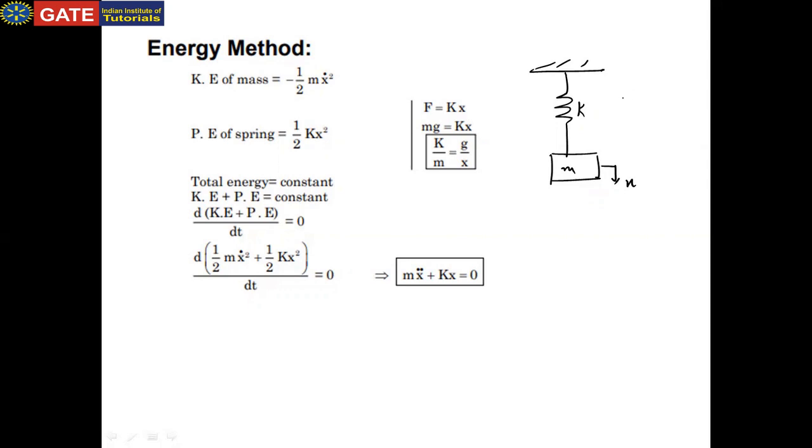So if I say what is the restoring force of the spring, you have to say F is equal to KX. What is the F? F is nothing but the force and unit is Newton. So the force is nothing but mg. mg is equal to kx. So k divided by m is equal to g divided by x. Understand? Tell me, dear. Yes, sir.